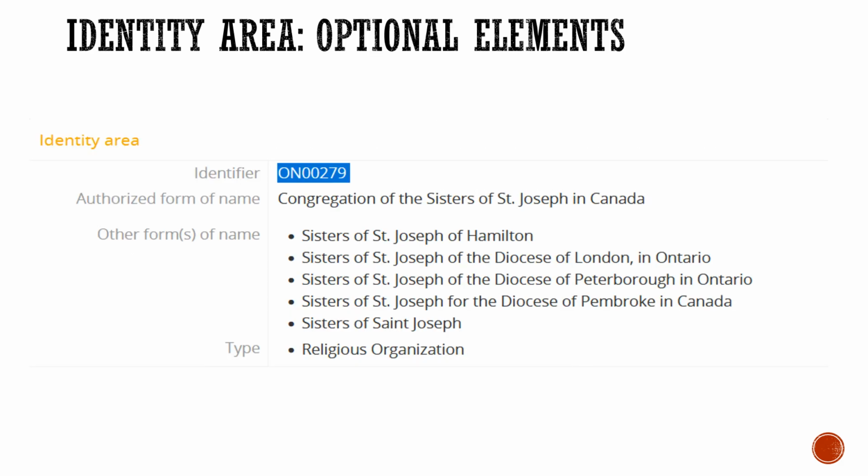All other elements in the identity area are optional. These include other forms of name and type. And there is an example shown.